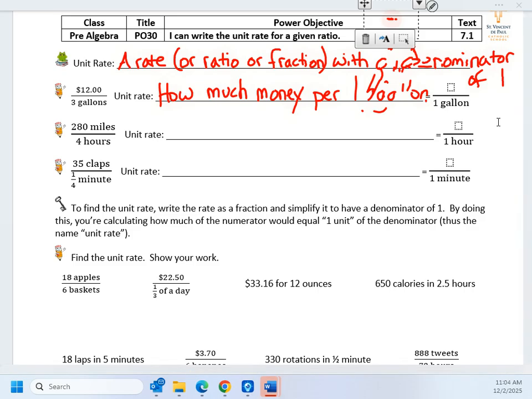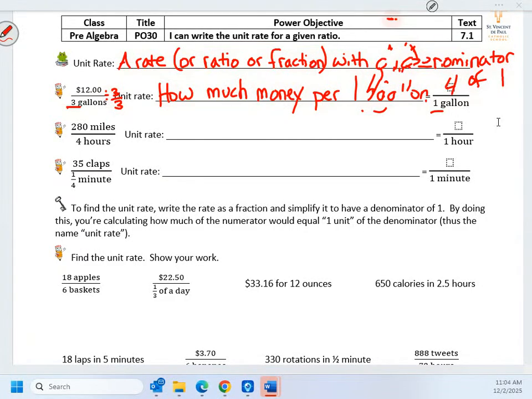So we know that says gallon. Imagine it says gallon. We're going to visualize the word gallon right there. So how much money per 1 gallon of gas? So if we're going from 3 gallons to 1 gallon, what do we do to get that? Gavin? We're dividing by that factor of 3. 3 divided by 3 gets us 1 gallon. So how much money is 1 gallon? $4. 4, because 12 divided by 3 gets us that 4.